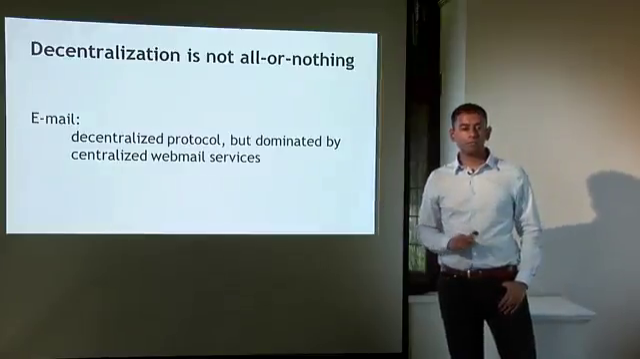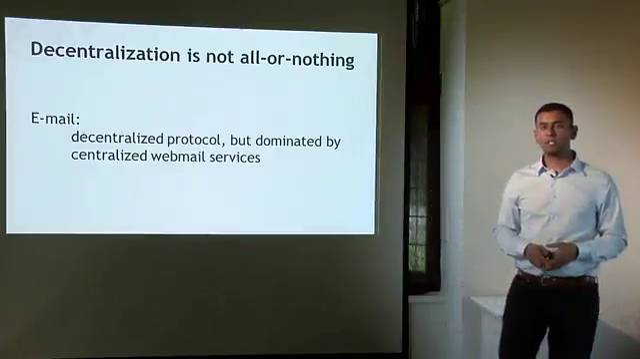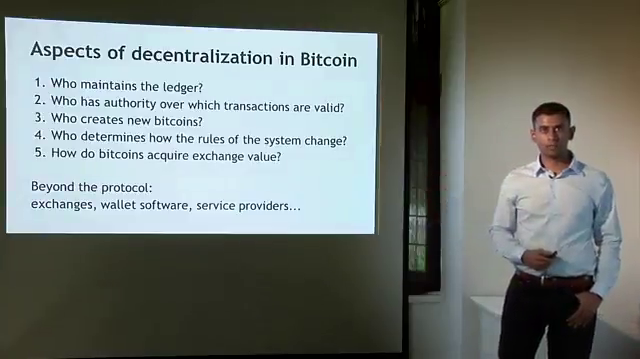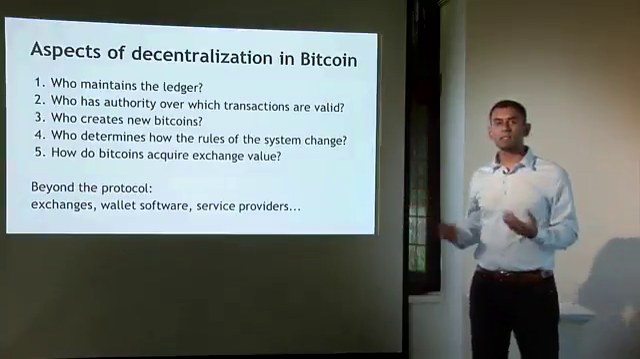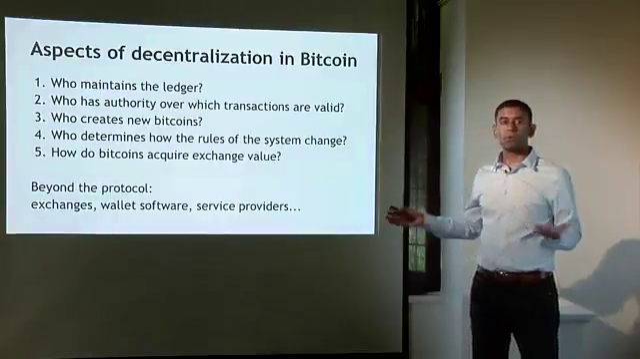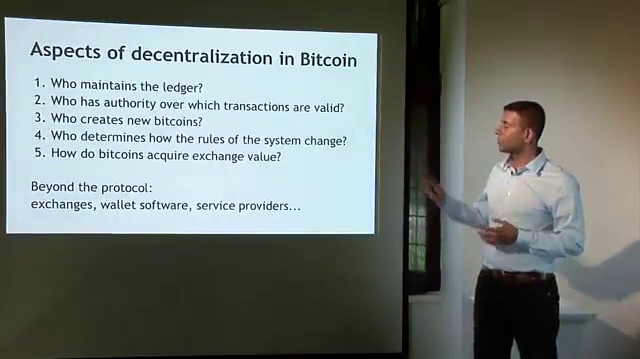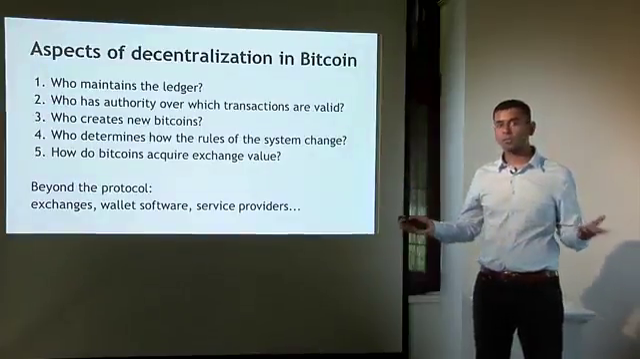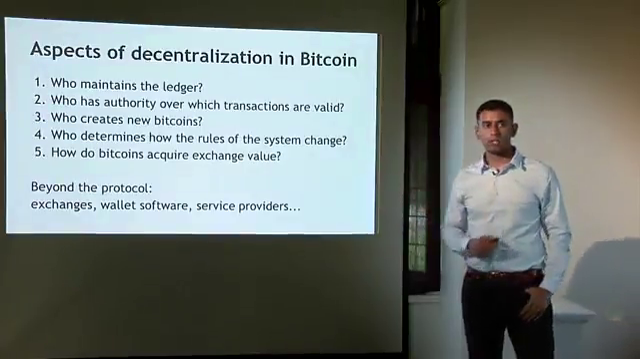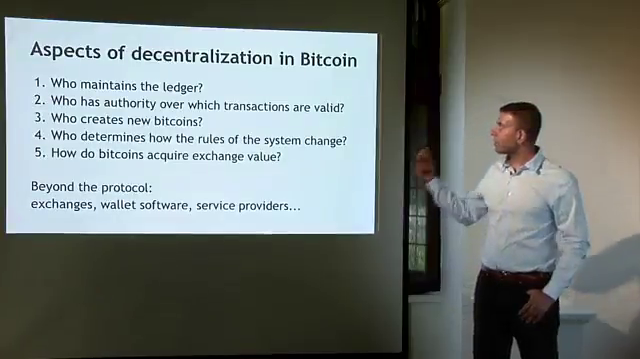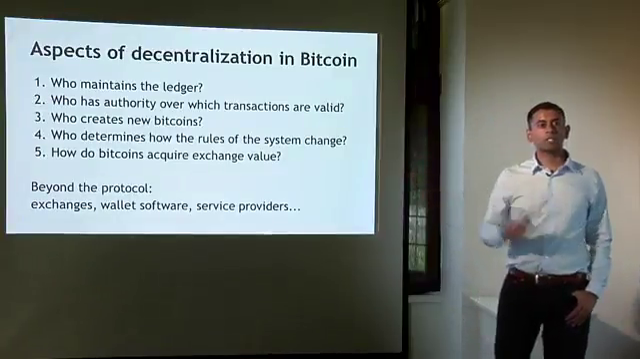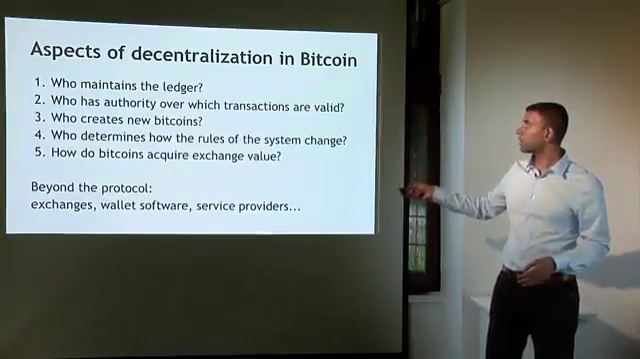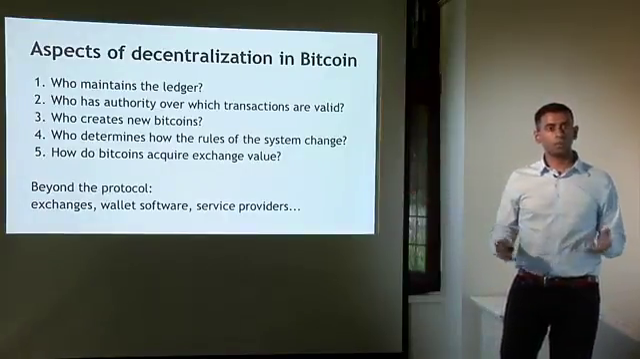So with that, let's delve into some of the technical aspects of Bitcoin's decentralization, and I would break this down into at least 5 different questions. Questions like, who maintains this ledger of transactions? Who has authority over which transactions are valid, who creates new Bitcoins, and in fact other questions like who determines how the rules of the system change and how do Bitcoins acquire exchange value. So these are all components of decentralization of the Bitcoin protocol, more or less, and the first 3 of these are going to be the questions that we will consider in this lecture.